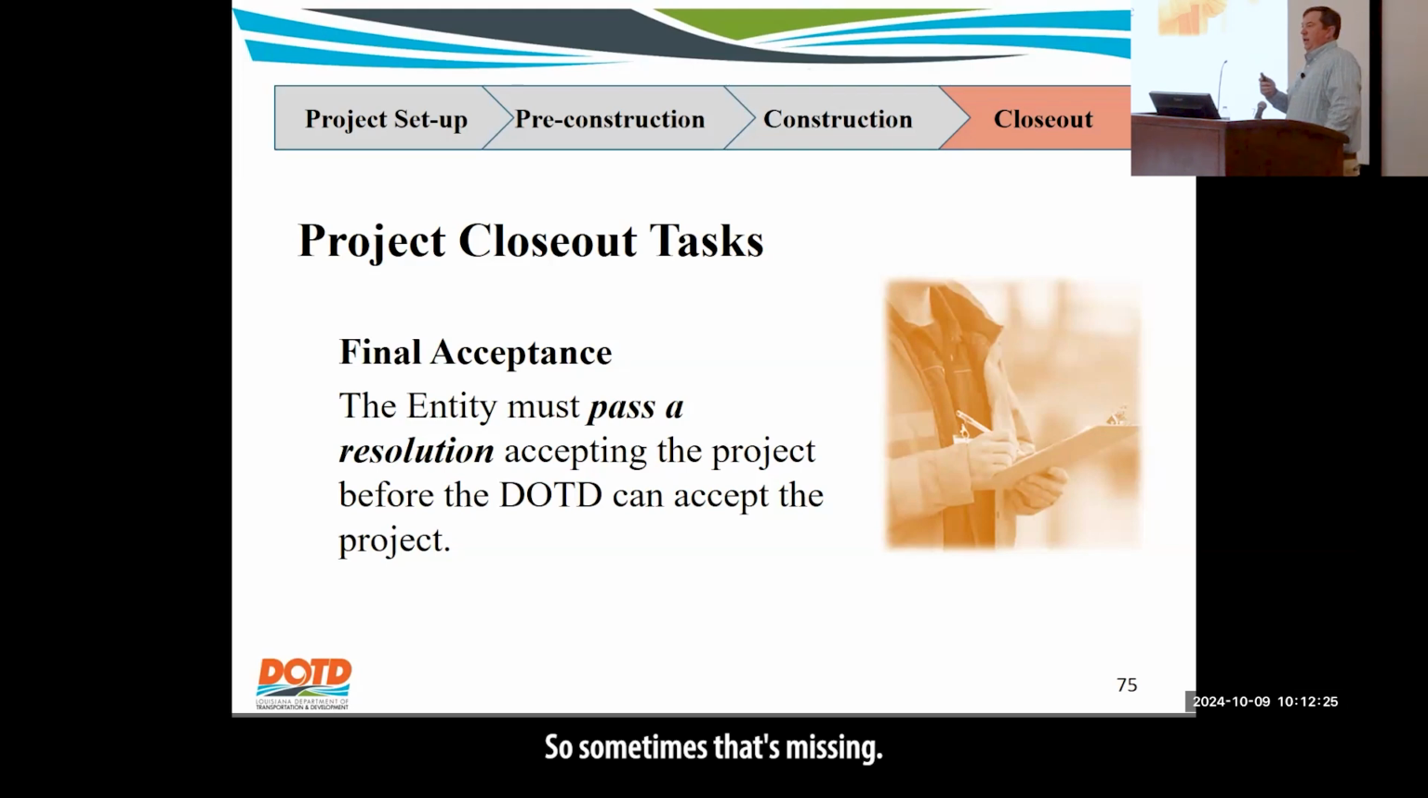So sometimes that's missing. We've got the final inspection done. We've gone through, we've got all the paperwork, all that sampling and testing was done, all the pay estimates are completed, all that, but we're missing that acceptance from the entity. Make sure that's in there, otherwise we can't accept the documents to do the final audit. We got to have something saying, yep, we're good with the project, thank you for our federal dollars, we used them properly, everything looks great.